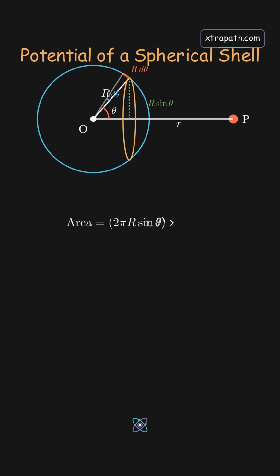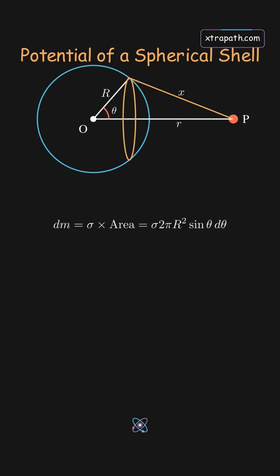If we unroll the ring into a rectangle, its area is its circumference, 2 pi R sine theta, multiplied by its width. Finally, multiplying this area by the surface mass density sigma gives us the tiny mass of the ring, dm. Every point on this ring is at the same distance x from point P. So, the potential dV due to just this ring is negative G dm over x.